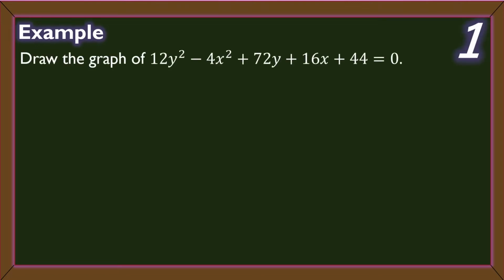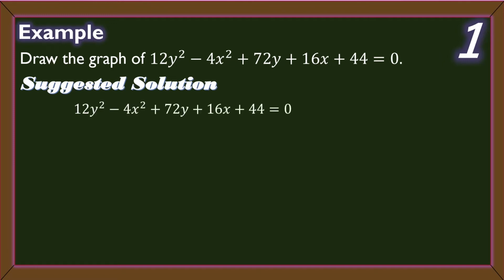This time, let us have some examples. Example number 1. Draw the graph of 12y² − 4x² + 72y + 16x + 44 = 0. Here is our suggested solution. For us to graph the hyperbola, we need to rewrite the equation in its standard form. So we will start with the given equation.